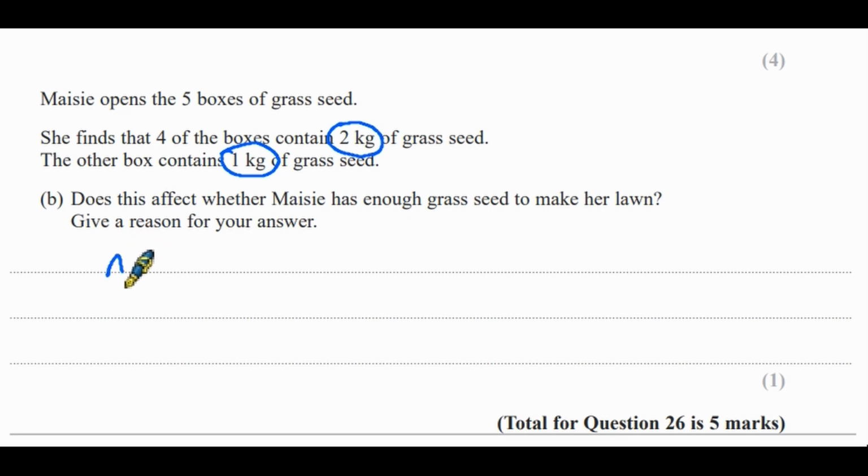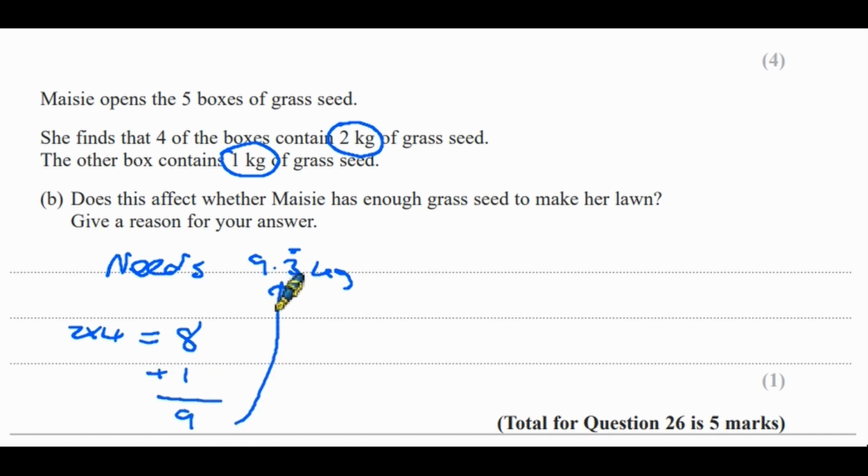Well, we know from part A that she needs 9.3 recurring kilograms of grass seed. Now she has got 4 bags of 2, that's 2 times 4 is 8, plus the last bag only has 1 kilogram, she only has 9 kilograms. So in fact, she's short. So the answer is yes, it does make a difference. Now she doesn't have enough grass seed.